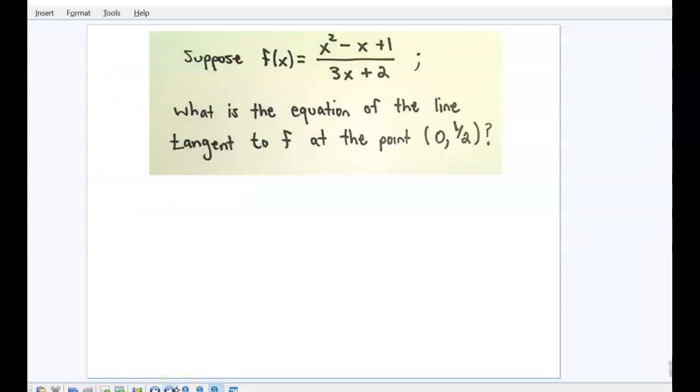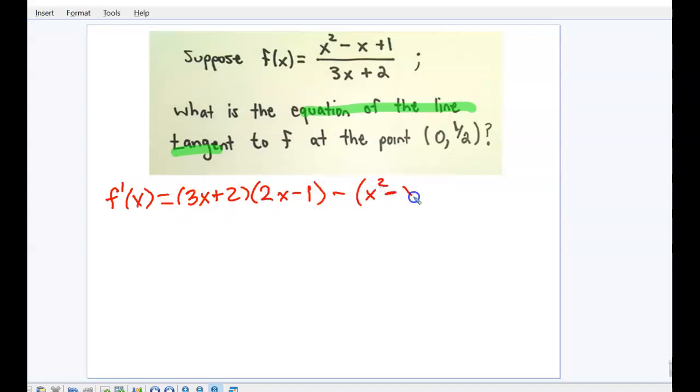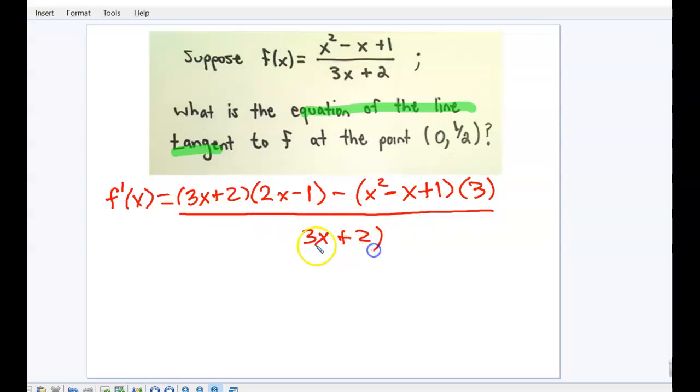Okay, in this next question, we're asked to find the equation of the line tangent to the graph of f at the point (0, 1/2). So again, to find the equation of a tangent line, you need slope and point. So I already have my point. And to find the slope, I have to use the derivative. So this is going to be the bottom times the derivative of the top minus the top times the derivative of the bottom all over the bottom squared.